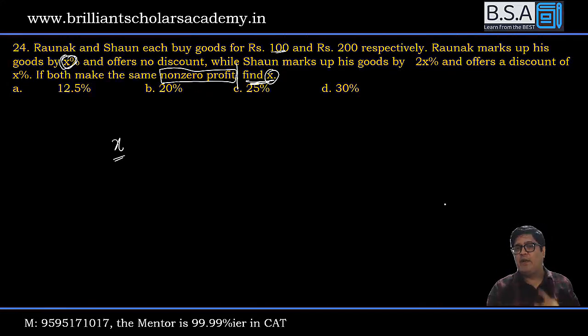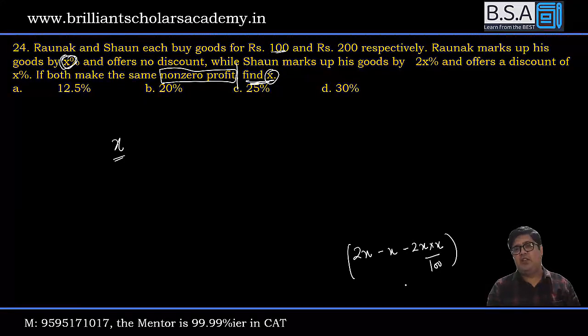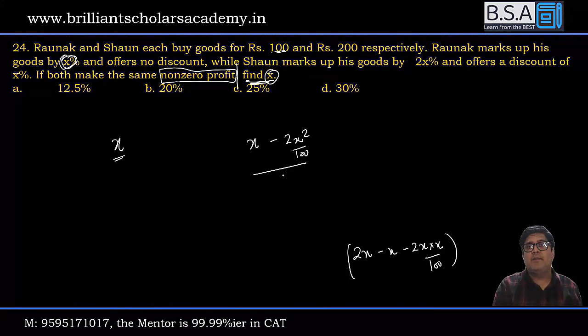What is the second fellow doing? The second fellow is doing a successive change. Increased by 2x and then decreased by x. So what is the formula? A plus B plus AB upon 100. That is the percentage. The percentage will be x minus 2x square upon 100. This is the percentage, of how many rupees? Of 200 rupees. This should be equal.